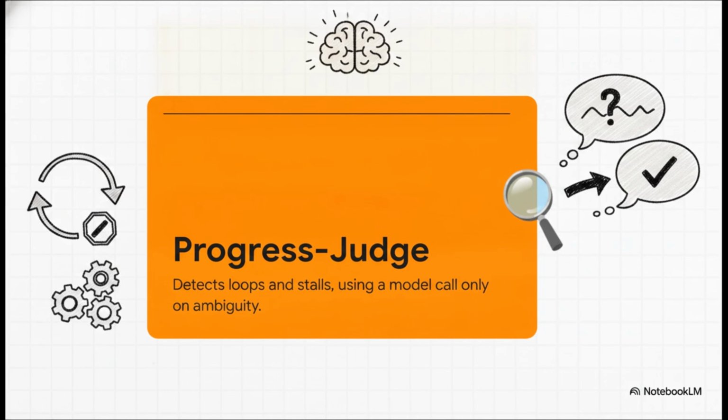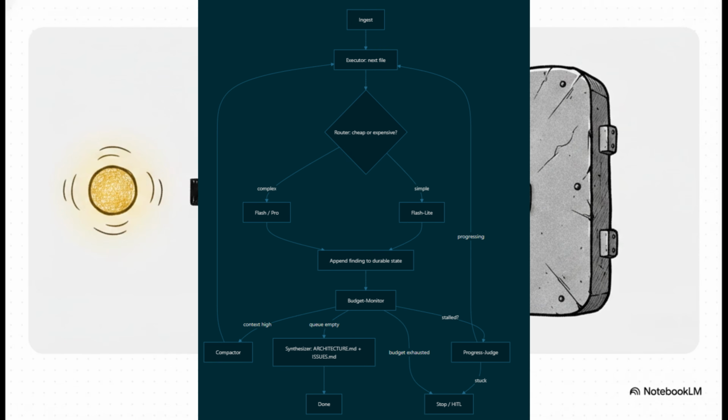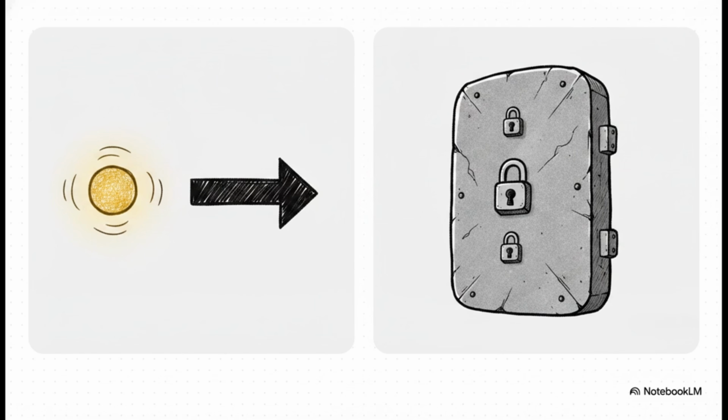We also have the progress judge, which deterministically watches for endless loops. It only spends a model call to confirm if a stall is genuinely ambiguous. Finally, the synthesizer writes out your final documents, or the stop node cleanly halts the run before it burns through your wallet. The crucial takeaway here is that the working context stays incredibly tiny, while all your full results are continuously saved into a durable checkpoint on disk, so nothing is ever lost.